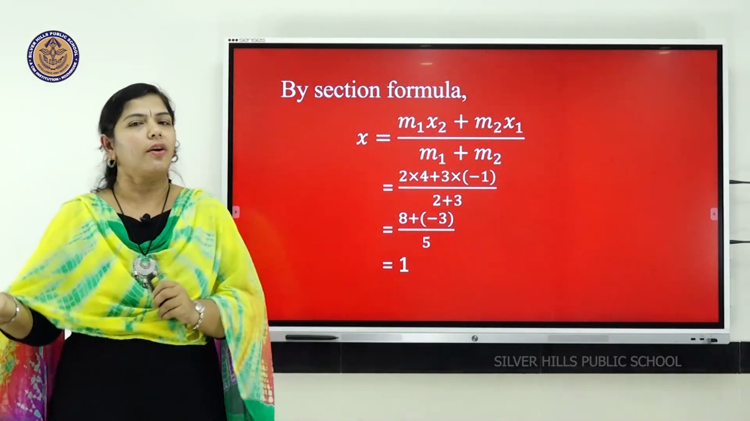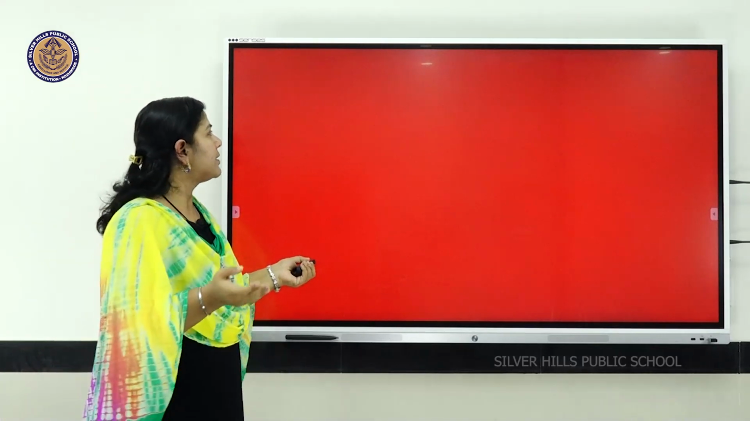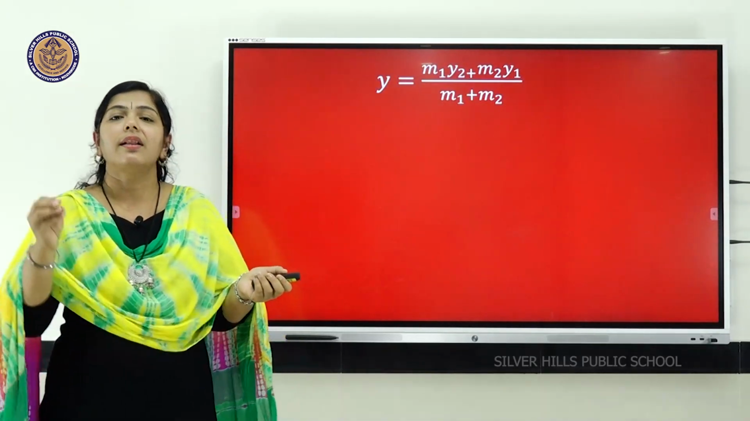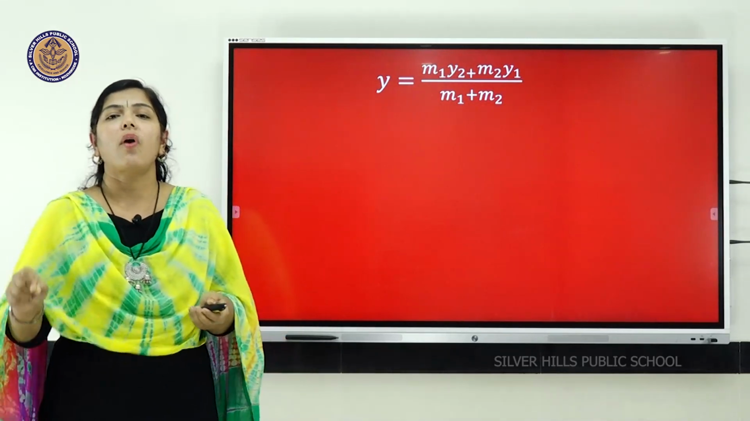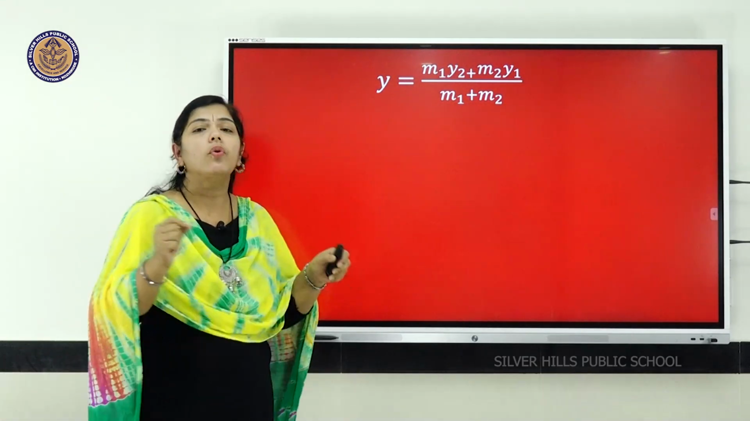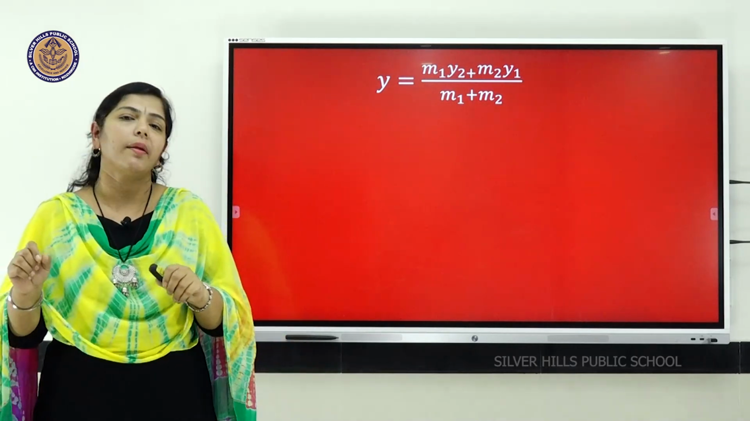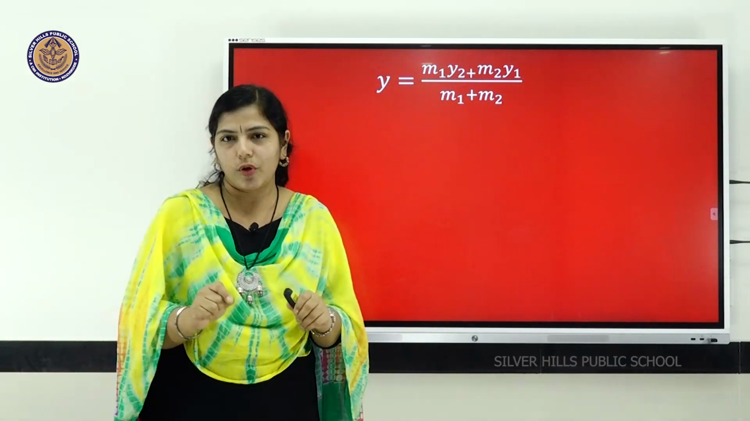Now we need the y coordinate also. Okay, let us see the same section formula, the y coordinate. Y, you know, it is (m1 y2 plus m2 y1) whole divided by (m1 plus m2).